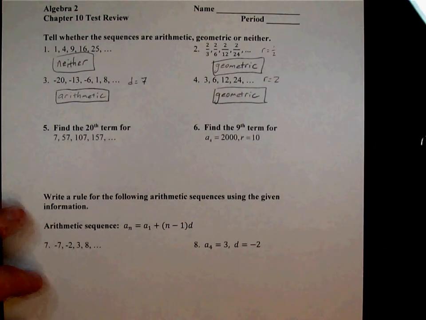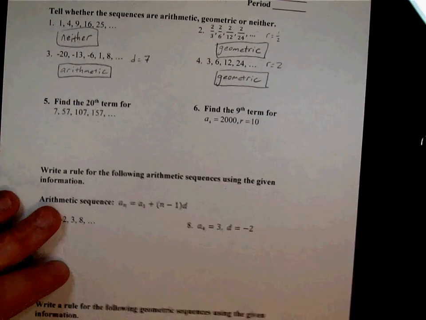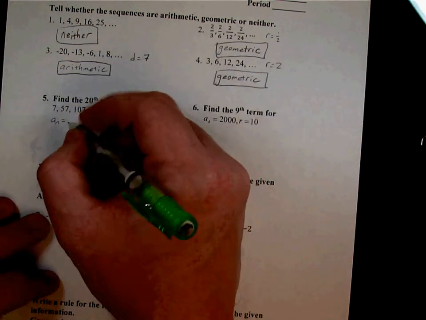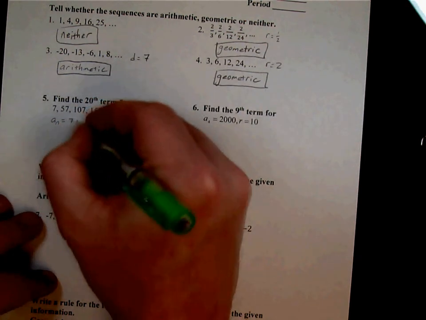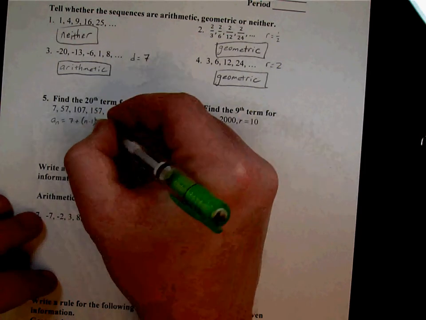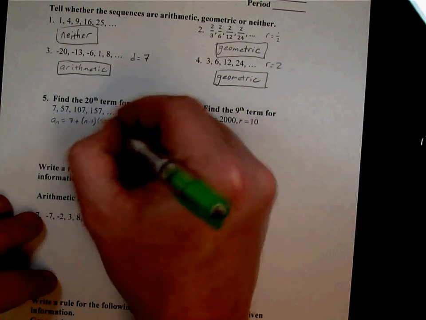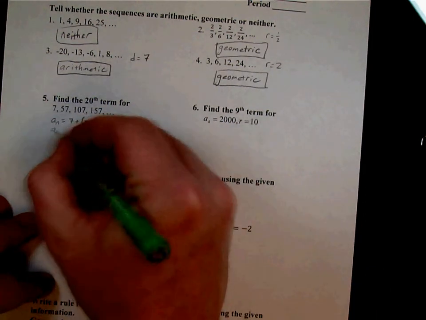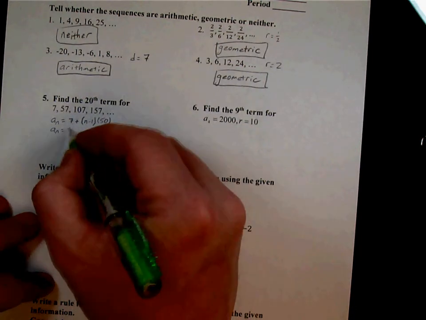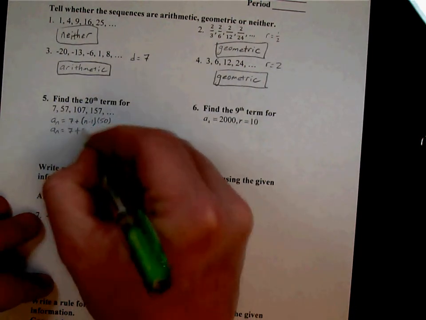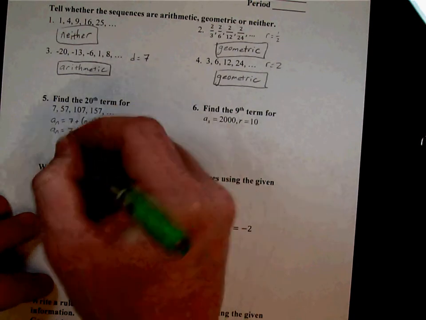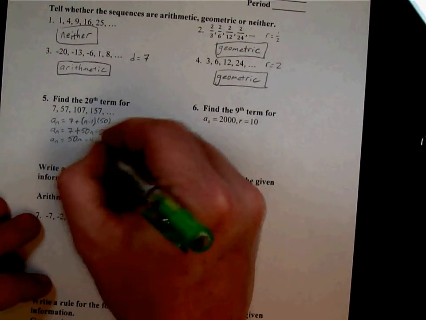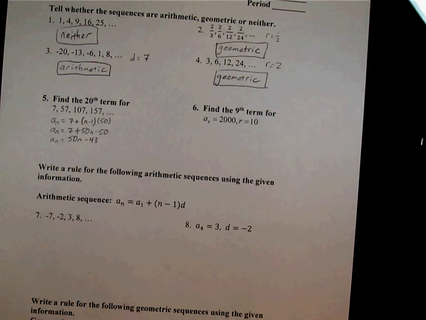Okay, number 5, find the 20th term. Well, we probably could write the equation first. My first term is 7 times d, which is 50. I'm going to be plugging 20 in for n in just a moment. Let me go ahead and simplify this equation before I do that. If I distribute, 50n minus 50, combine like terms. So what we have here is the generic formula for any term.